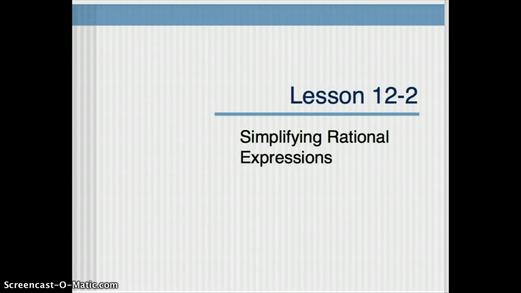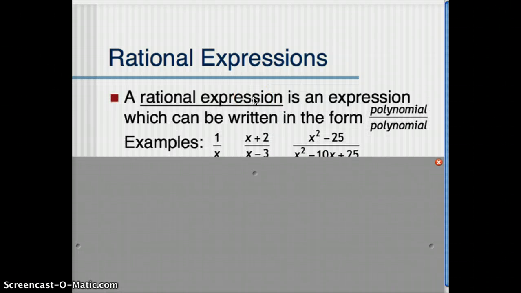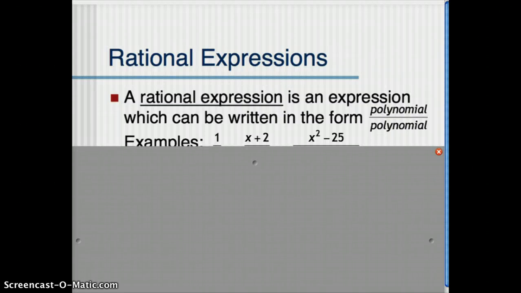All right, so working in chapter 12, we will be simplifying rational expressions today. You should know that rational means something that can be written as a fraction or a decimal. The decimal would have to terminate or repeat. When we're dealing with algebra, a rational expression could be written in the form polynomial over polynomial.